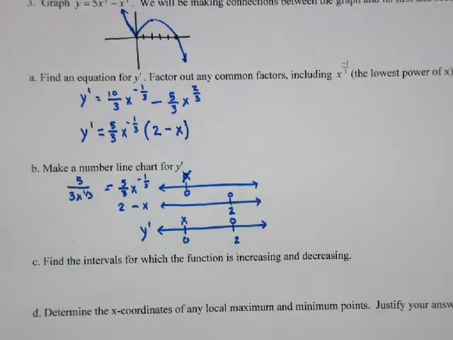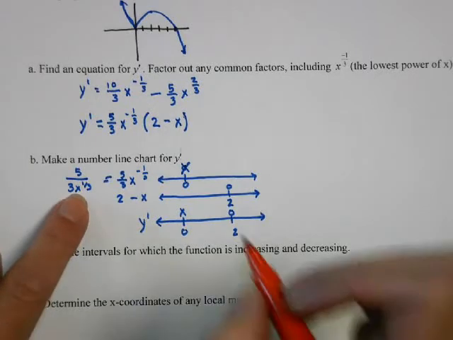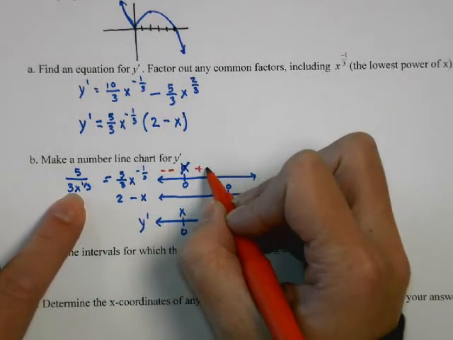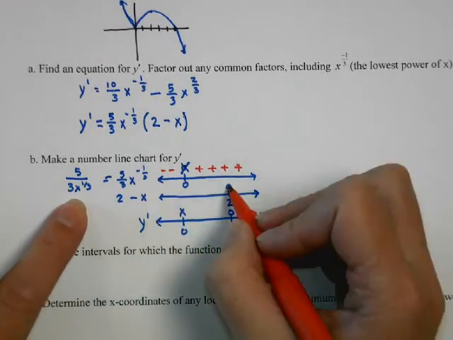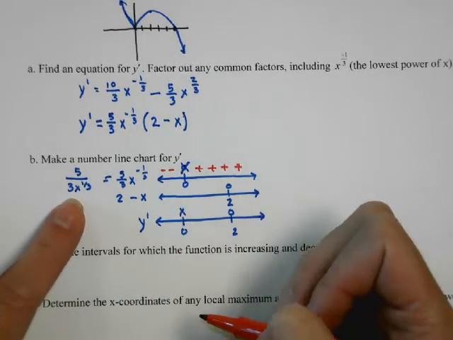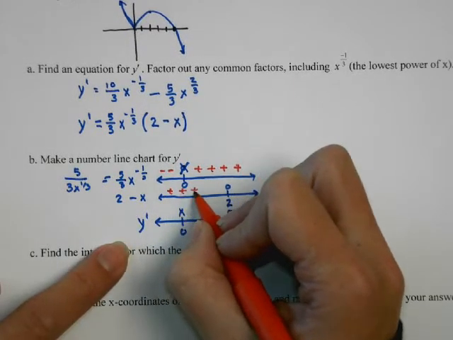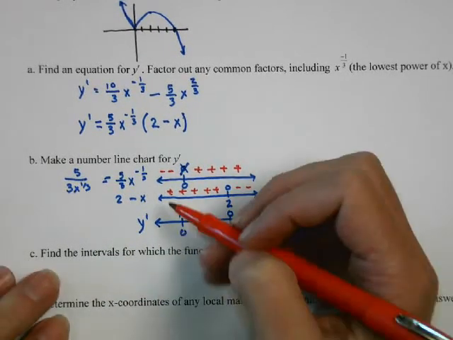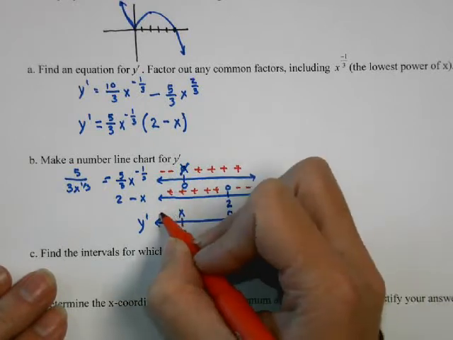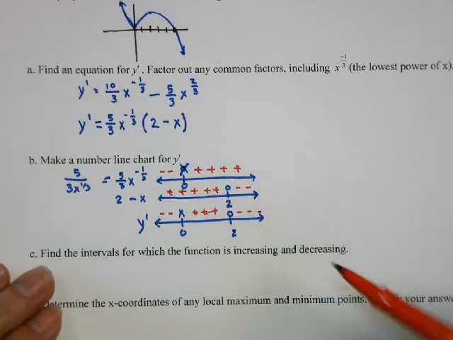So x to the 1/3, if we plug in a negative number, it's going to be negative. If we plug in a positive number, it's going to be positive. This one is 0 at 2. If I pick a number less than 2, like 0, it's going to be positive. If I pick a number bigger than 2, we're going to get a negative value. So my derivative, we're going to have a negative, positive, negative. And again, looking at our graph, that matches. It's decreasing, then it's increasing, then it's decreasing.